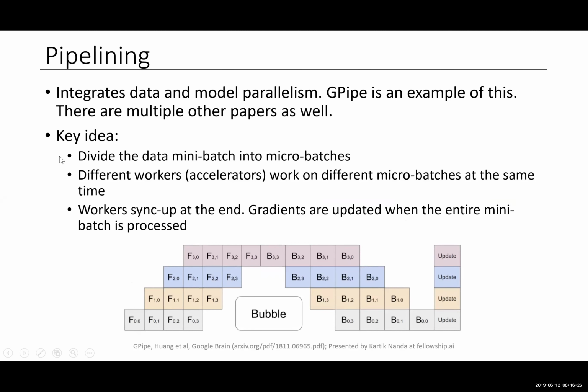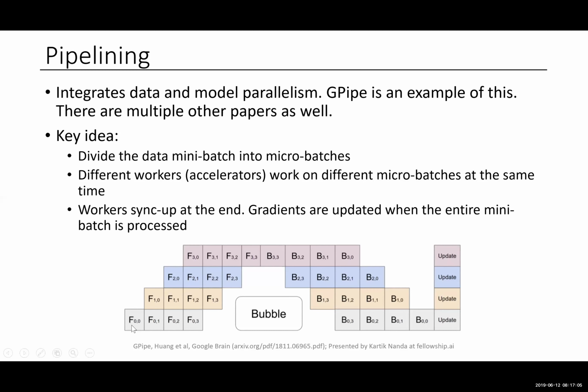So the key idea is they're dividing the data mini batch into micro batches. For example, F0 is divided into 4 micro batches, F0,0, 0,1, 0,2, and 0,3. And different workers, accelerators in other words, work on different micro batches at the same time. So as worker 1 finishes F0,0, it hands this micro batch to worker 2, which can then start working on F1,0, while worker 1 simultaneously is working on the second micro batch.